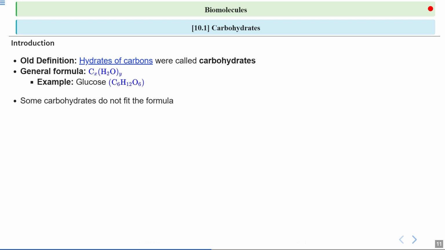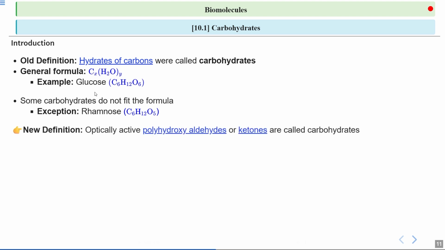Now, not all carbohydrates fit this formula. Some molecules that behave like carbohydrates do not match this pattern. For example, rhamnose does not fit this general formula. Because of these exceptions, scientists created a new definition.